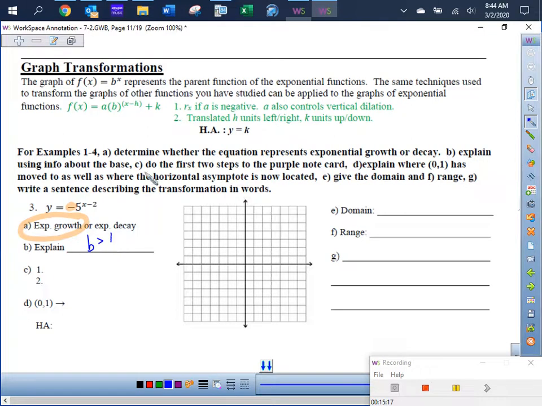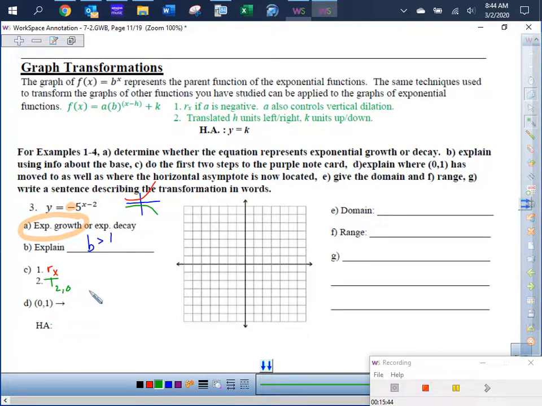Let's make a baby sketch. So exponential growth like so. And then we'll do our 2 steps. We have already discussed that it has been reflected over the x-axis. I think that we should go to our baby sketch and do that. So that's nice. And then it has been translated just 2 units right, nowhere up or down.